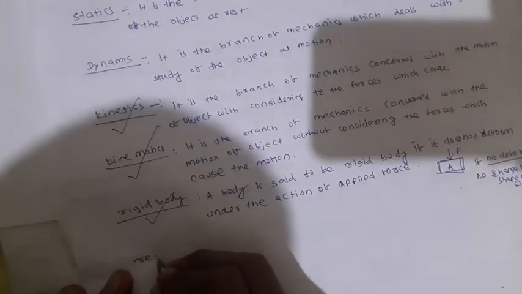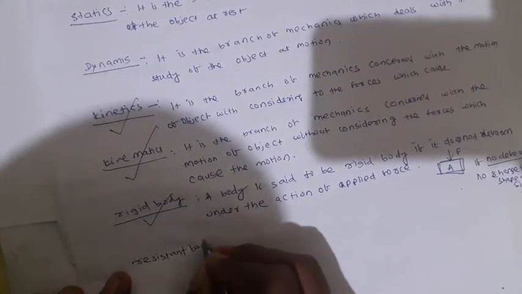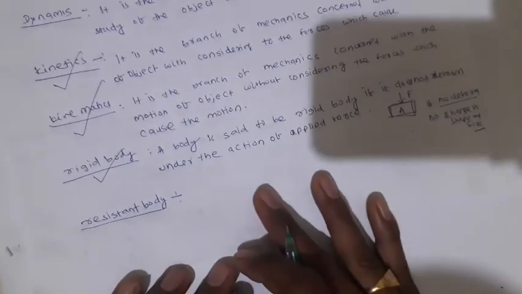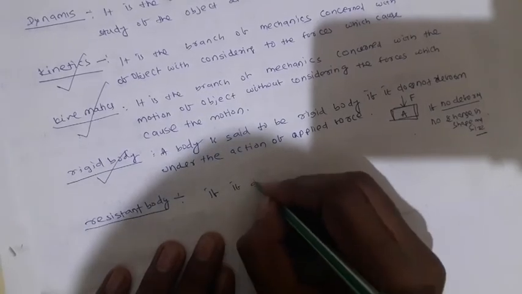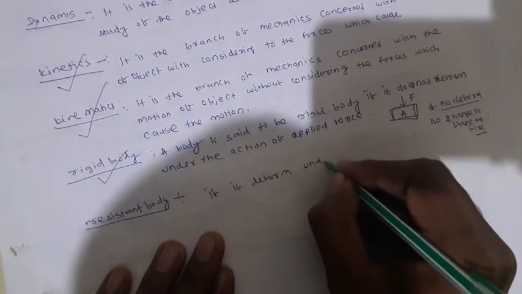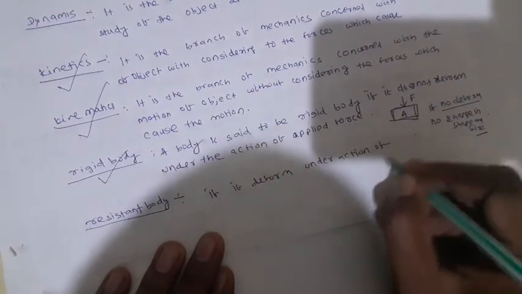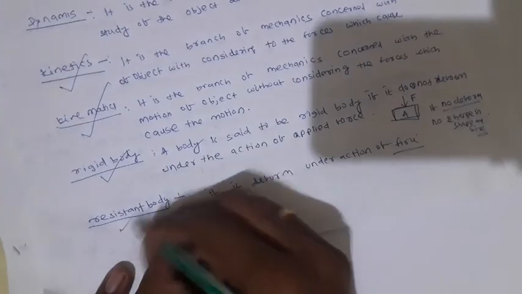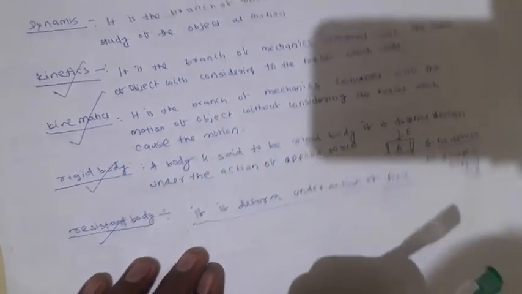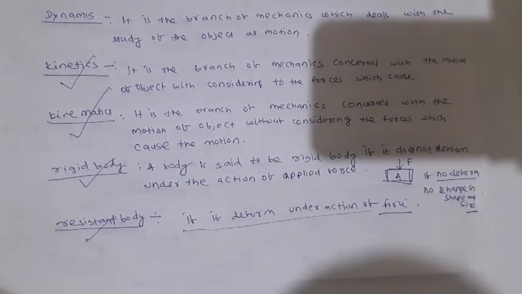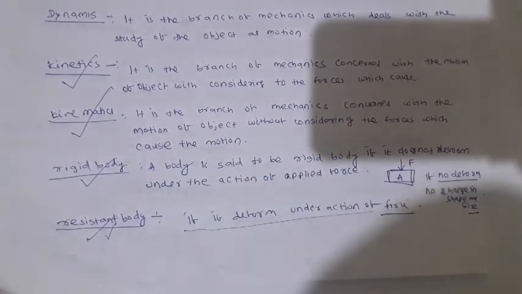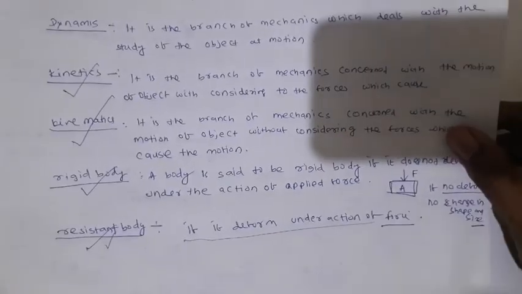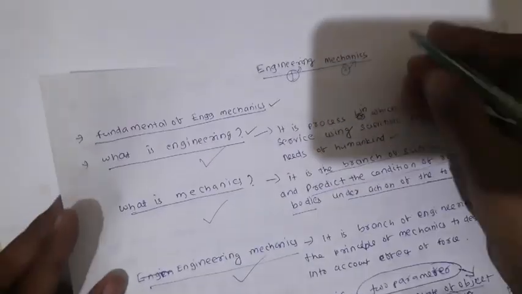So what is a deformable body? The definition is simply the same. A body is said to be a deformable body if it deforms under the action of force. So these are the basic terms and terminology we are going to use in engineering mechanics.